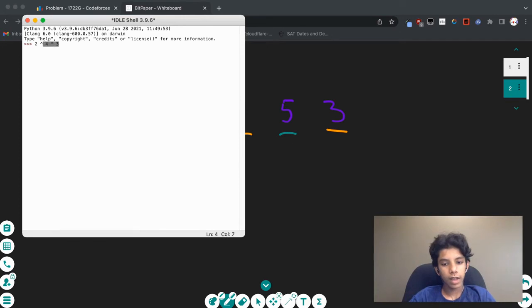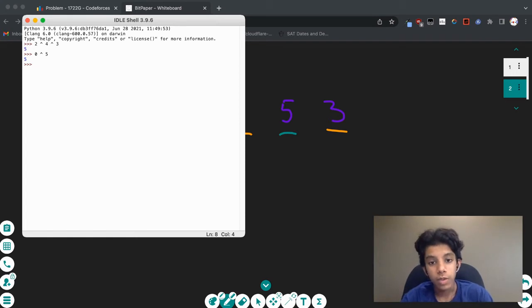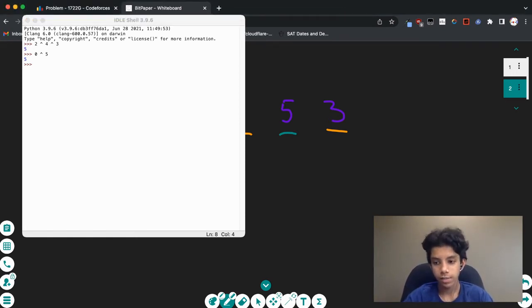Here we have the three numbers. This little caret operation is the XOR operation. Get familiar with it because we're going to be using it in our code. So 2 XOR 4 XOR 3 is going to be 5, and 0 XOR 5 is also going to be 5. So they're equal, and that's good. One thing that's crucial here, which we will be using in our solution, is to note that 0 XOR any number is that number itself. And we'll be using that to handle the odd case.